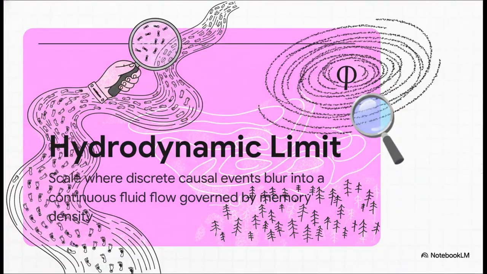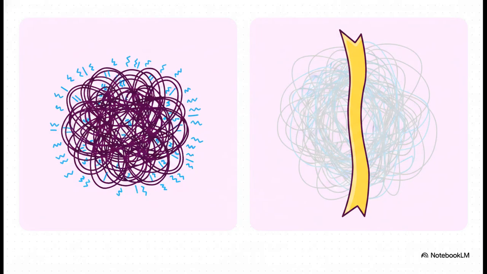To understand matter, we need to talk about the hydrodynamic limit. Imagine zooming way out, to human scales. At this scale, trillions upon trillions of individual discrete steps begin to blend together. Just as countless individual water molecules form a smooth river, these discrete causal events blur into a continuous, fluid-like forest floor, neatly governed by continuous mathematical density fields. So, how do particles emerge from this fluid floor?